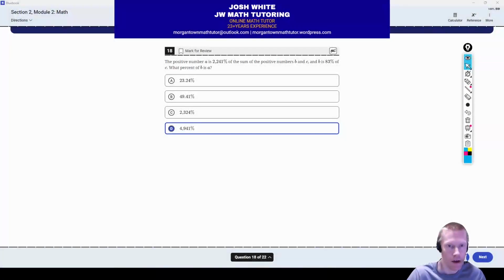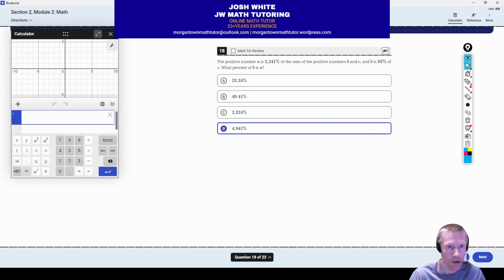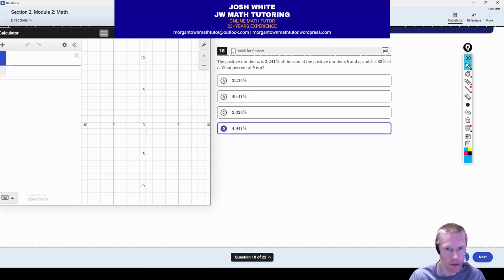Now, let's say I wanted to do this problem using the strategy of picking numbers. Okay, so I'm going to use Desmos to assist, but basically I'm going to pick numbers for B and C, and then based on that, I'm going to find the value of A, and then based on what I know A is and what I know B is, I will find the percent of B that A is. All right, so let's slide this over.